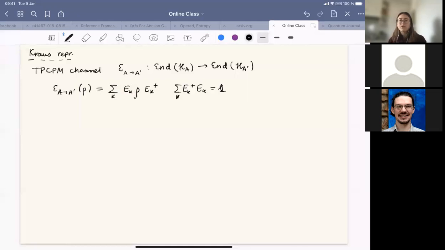Moreover, one thing about this decomposition is that it's non-unique. So for one channel, you can have several decompositions. What is more important is that given this decomposition for a channel, it gives us a way to describe the channel as a unitary operation, but on a bigger system. So going from describing a map as a channel to describing a map as a smaller process happening within a bigger process, which is a unitary, is called Stinespring dilation.